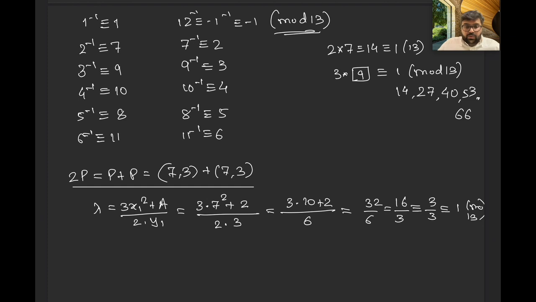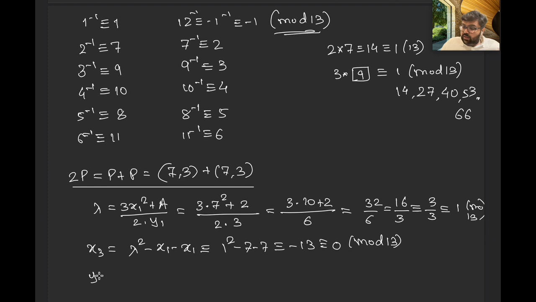Okay, so lambda is 1, x3 is nothing but lambda square minus x1 minus x2, but here x1 and x2 both are same, so I'm just going to write it because it's 2P, right? So x1 minus x1, so this is 1 square minus 7 minus 7, so minus 7 minus 1 minus 14 and plus 1, so minus 13, which is nothing but 0 modulo 13.